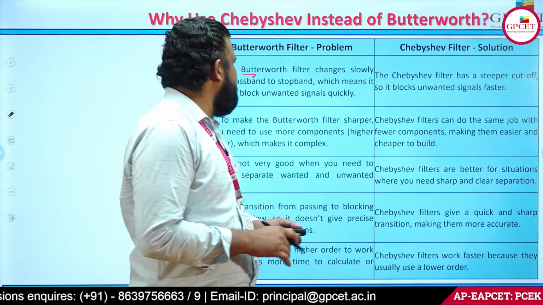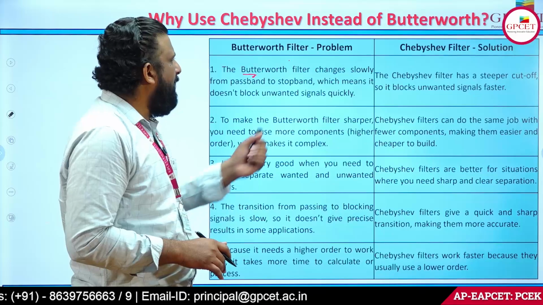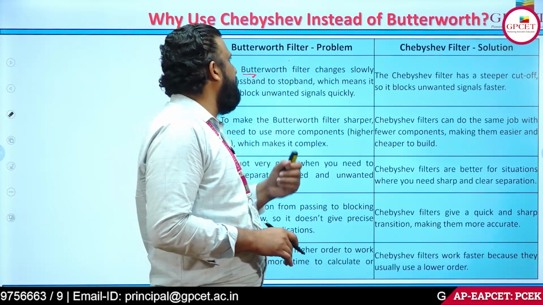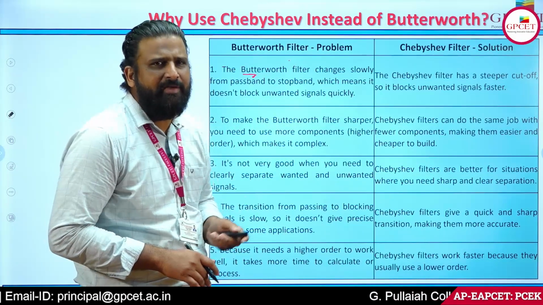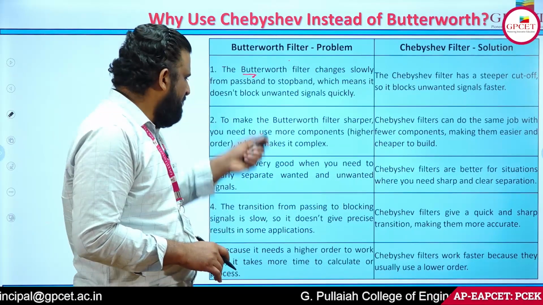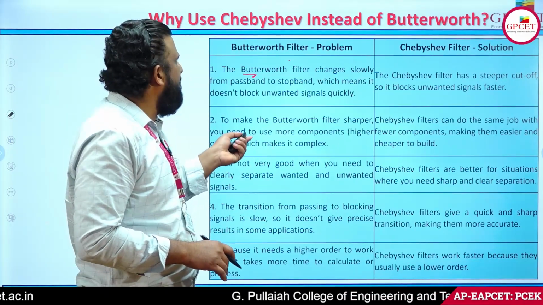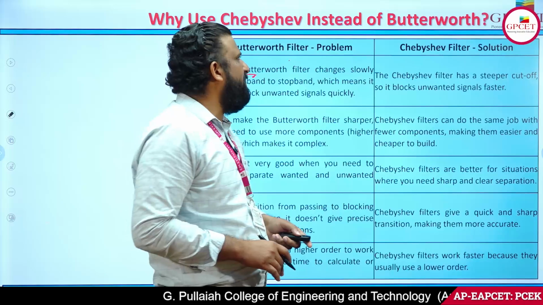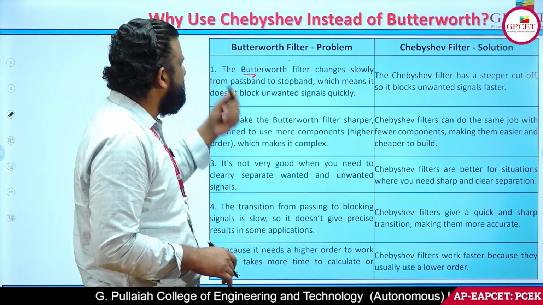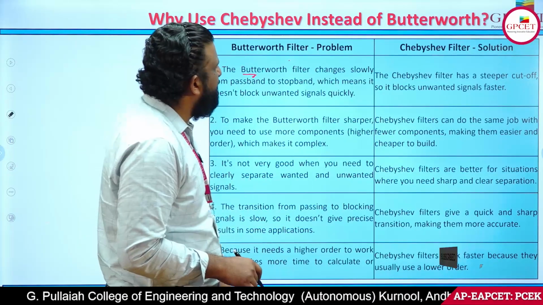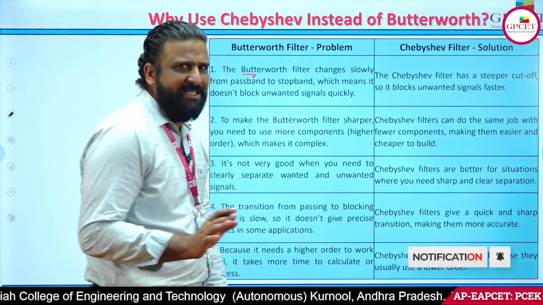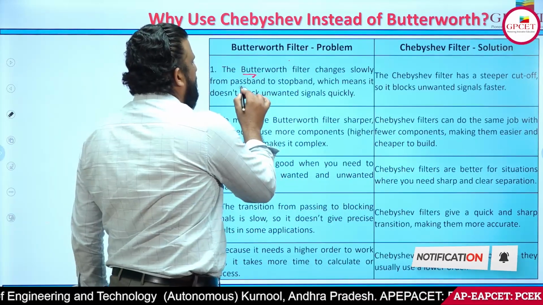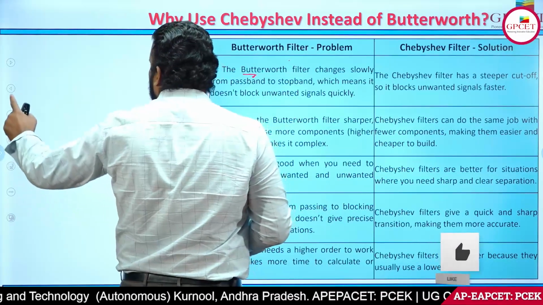First of all, we will recall why we are going with the Chebyshev filter instead of Butterworth. Though we have the Butterworth filter already, why go with the Chebyshev filter? These are some of the drawbacks of the Butterworth filter that are overcome by the Chebyshev filter. The first one: the Butterworth filter changes slowly from passband to stop band.